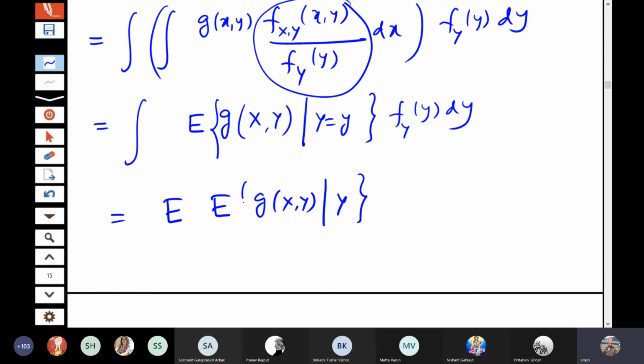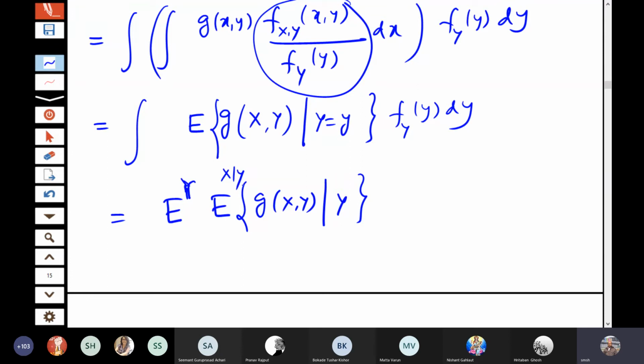That means the inner expectation is with respect to the conditional distribution of x given y, and then with respect to the marginal distribution of y. That means if I want to find any joint expectation, I can do it in two steps. Firstly, I calculate the conditional expectation of that term where one of the variables is fixed, and then I calculate the expectation with respect to the second variable, that is, with respect to the marginal distribution of the second variable.